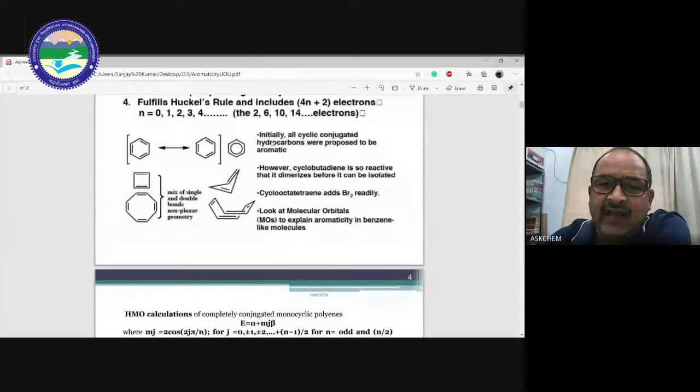Initially all cyclic conjugated hydrocarbons were proposed to be aromatic. Whatever was cyclized was considered aromatic.